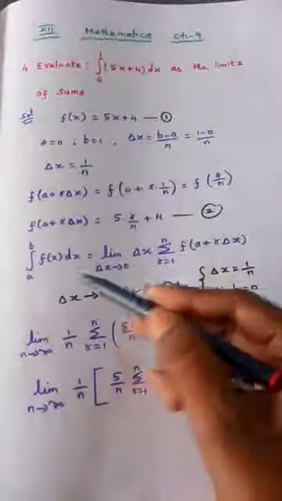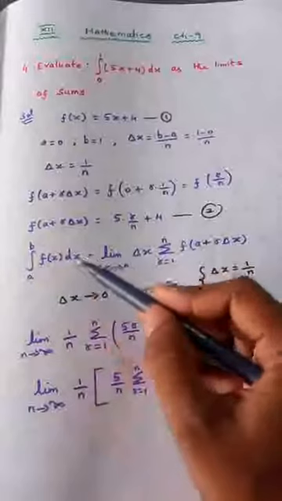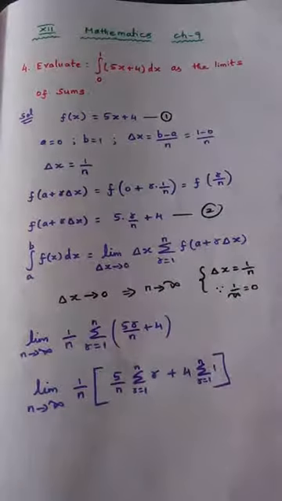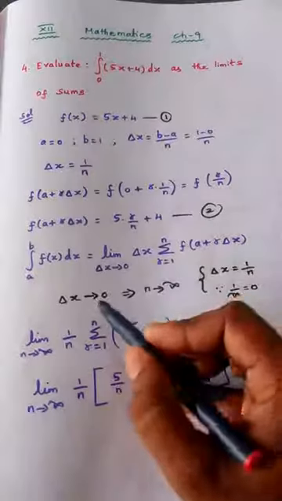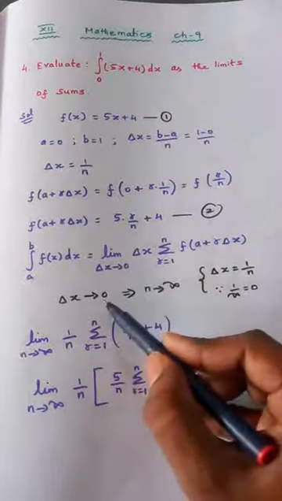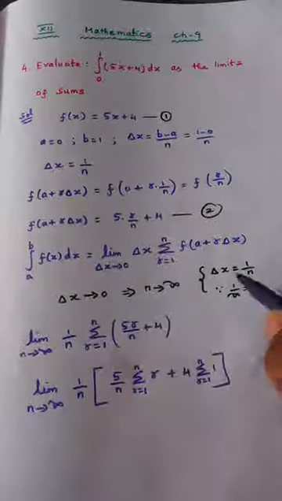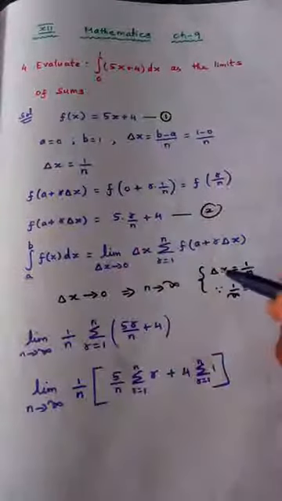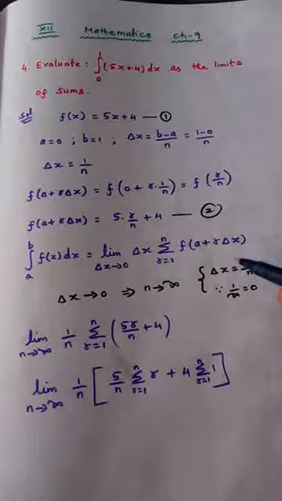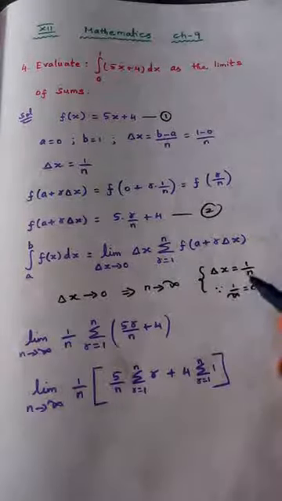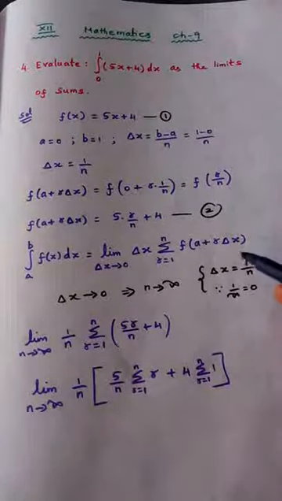Now we are writing the formula, the integral from a to b of f of x dx. The limit formula is given by this. Now you understand this carefully. Here it is given the limit delta x goes to 0. What is delta x actually? It is 1 by n, because the delta x value is 1 by n. So if delta x goes to 0, what happens? Only if the denominator is infinity, 1 by infinity is 0.